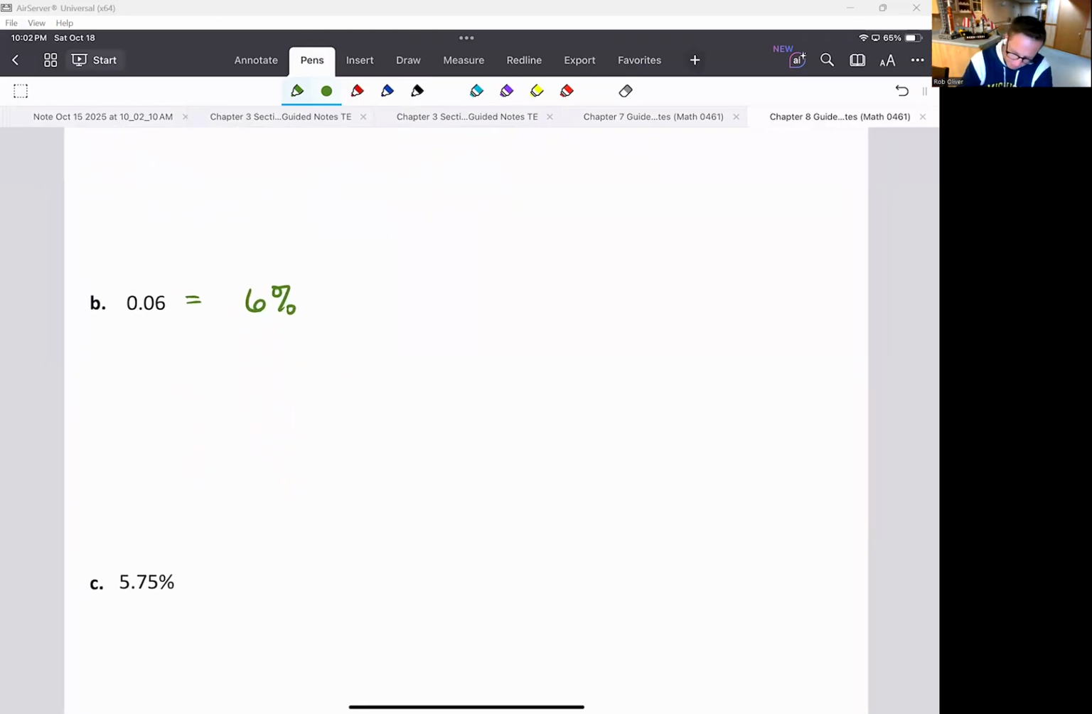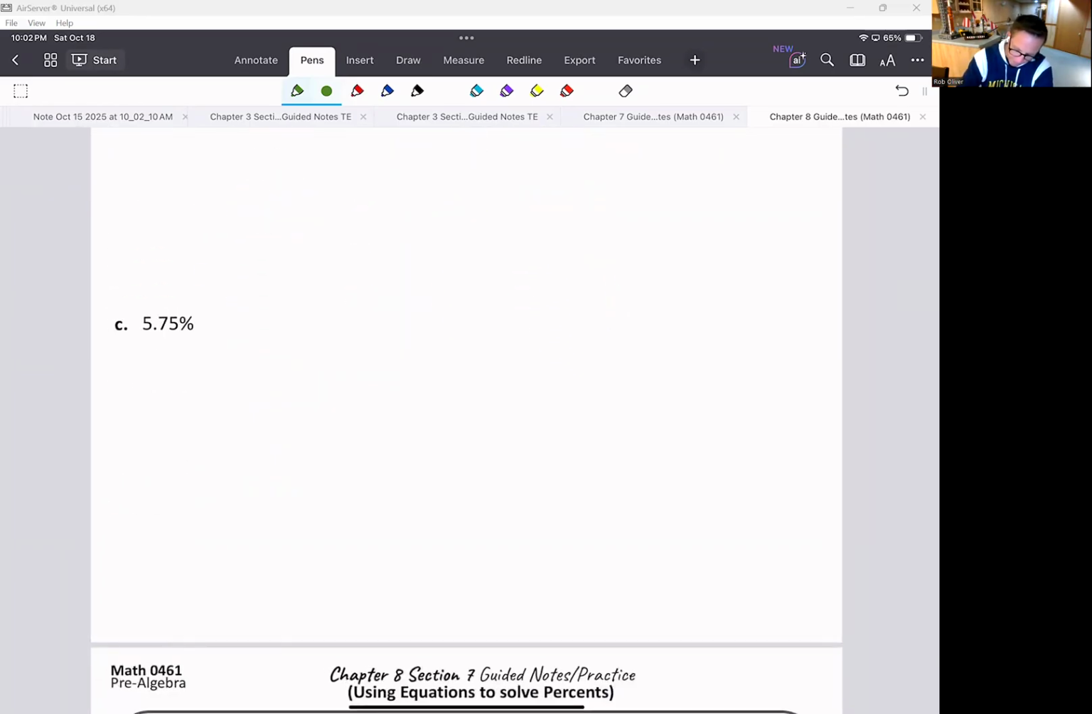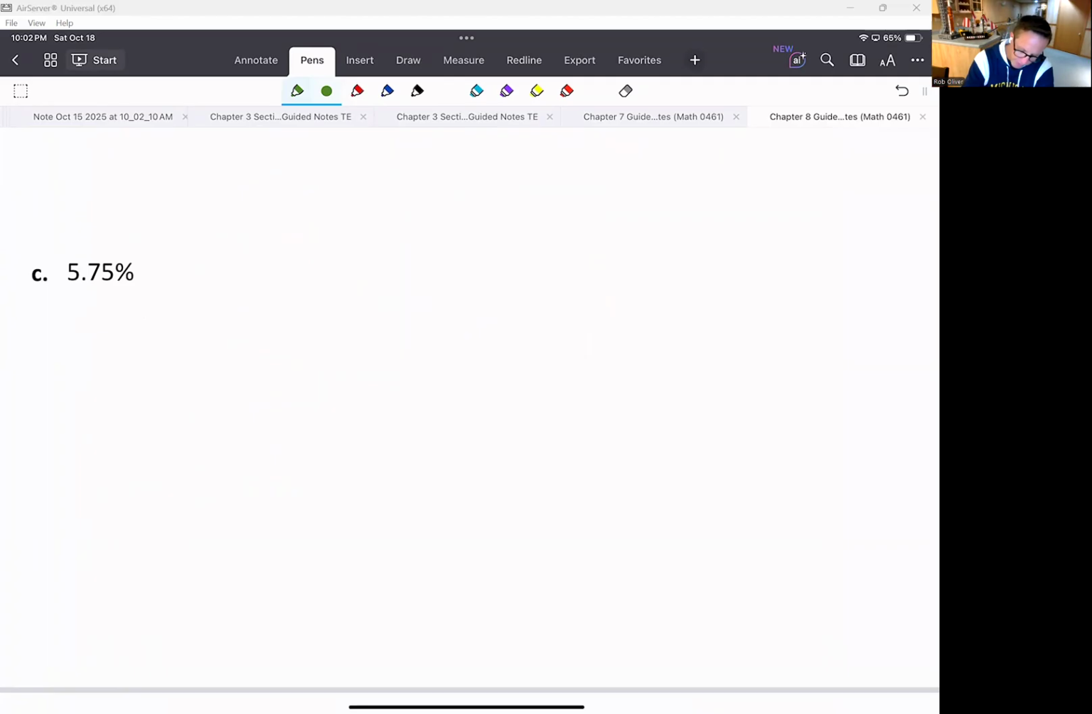Wants us to do all three. 6 out of 100, which is 3 out of 50. So there's a fraction, there's a percent, and it was already started out as a decimal. So this one as a decimal.